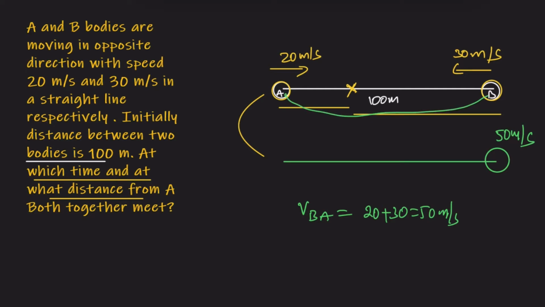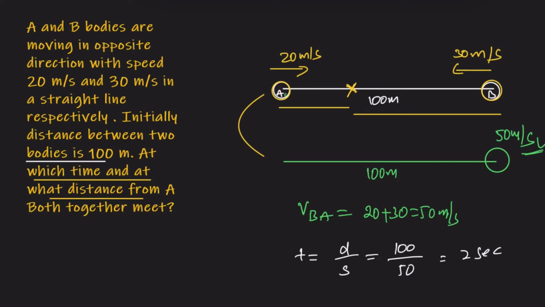So here two bodies cover 100 meters. Now a single body covers 100 meters. In both cases it covers the same distance in the same time. So I take the second case. So what is the time here? Distance by speed. So what is the distance? 100. What is the speed here? 50. So we get here 2 seconds. So for this body, it takes 2 seconds. Definitely A takes 2 seconds to cover this distance, and B also covers this distance in 2 seconds.